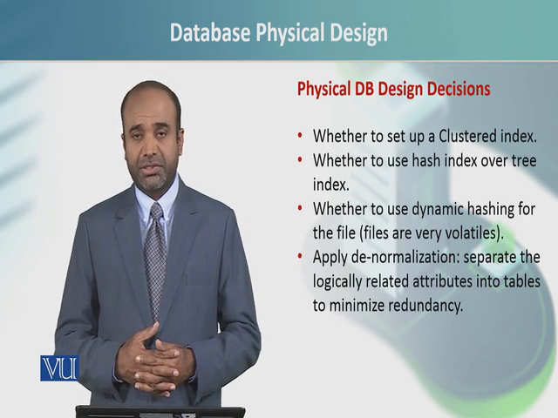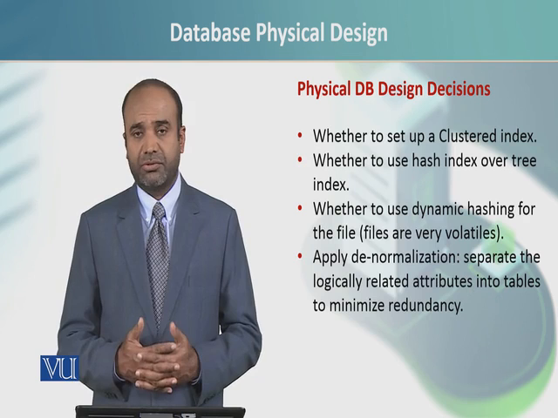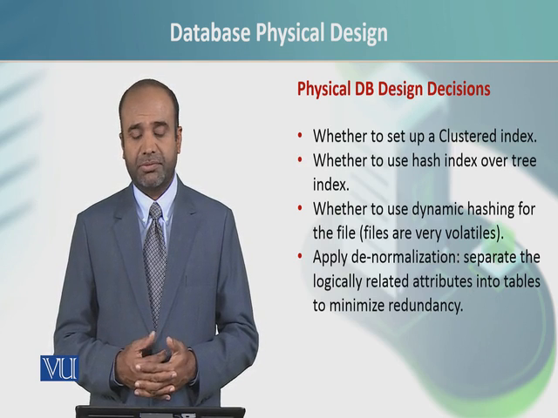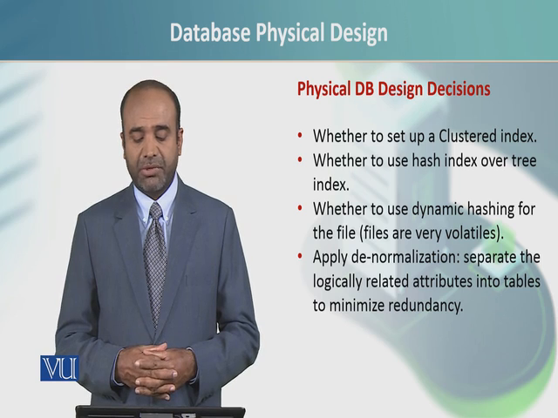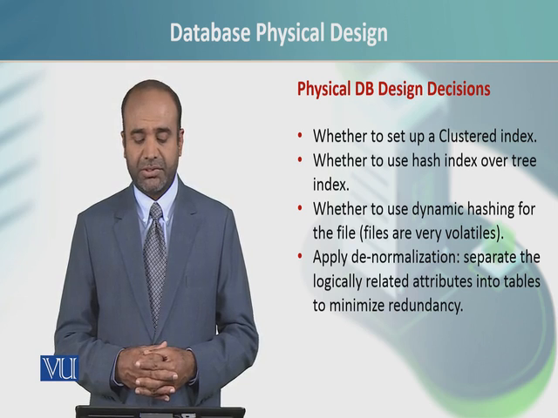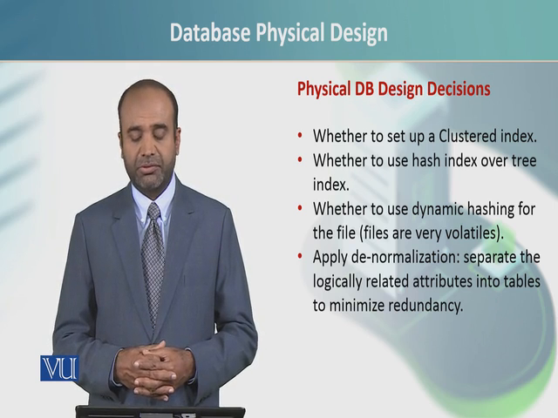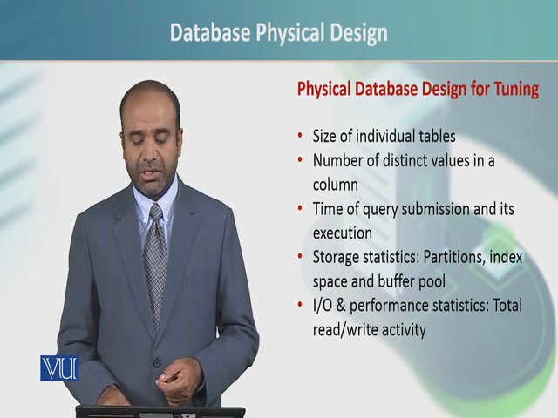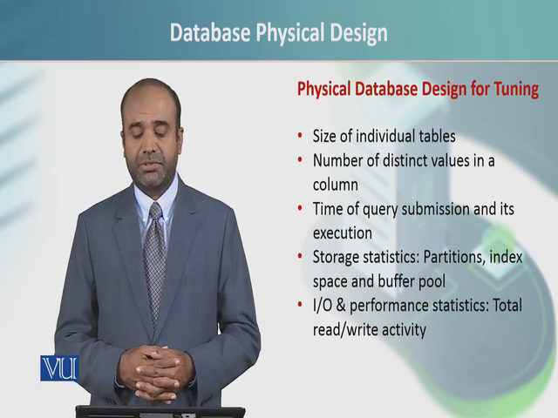Whether to set up clustered indexing, meaning multiple columns like 2 or 3 columns, and hash index over tree index, that's the basic idea. Whether to use dynamic hashing for files, and apply denormalization as well, separating logically related attributes in tables to minimize redundancy. So these are the basic features we normally consider when we decide the database design.